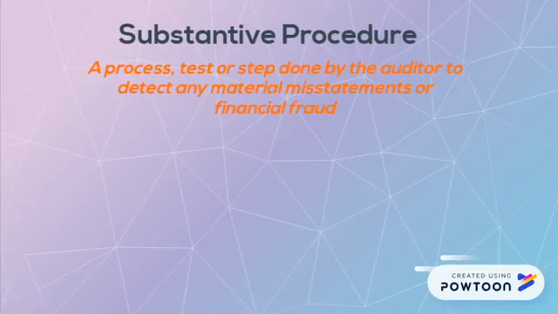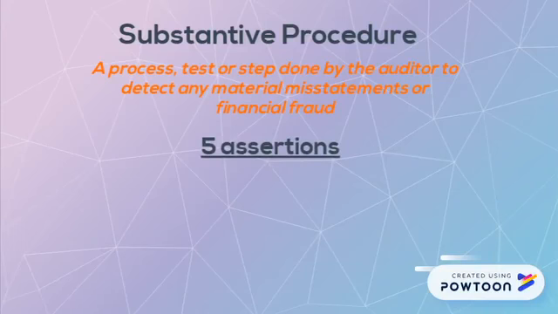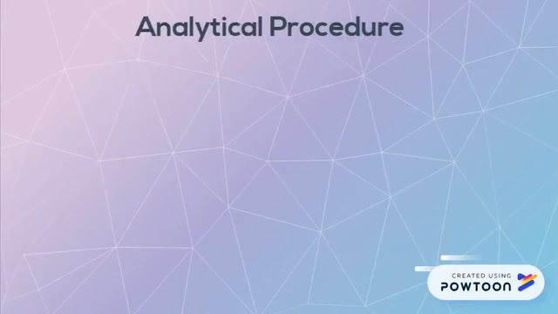been performed. Substantive procedure is a process, test or step done by the auditor to detect any material misstatements or financial fraud. There are 5 assertions needed under this procedure, which are completeness, existence, rights, and obligation, valuation and presentation, and disclosure. Let's discuss the first type of substantive procedure, which is analytical procedure.